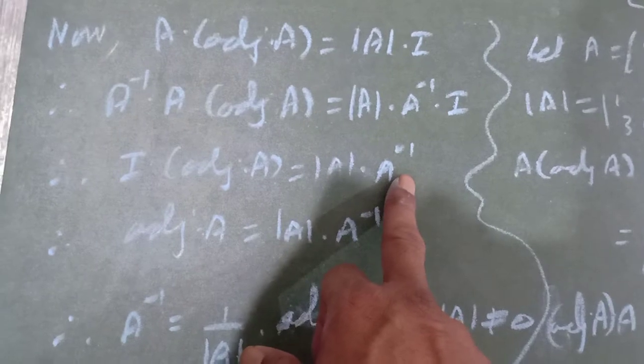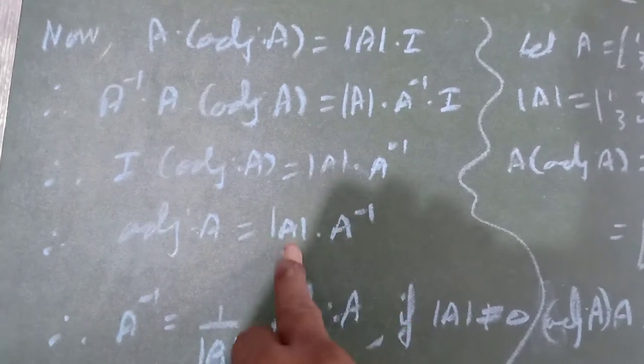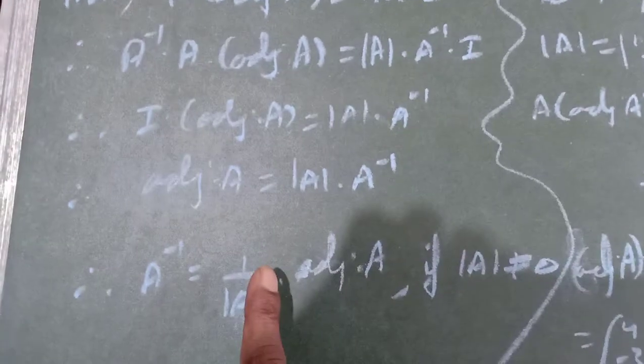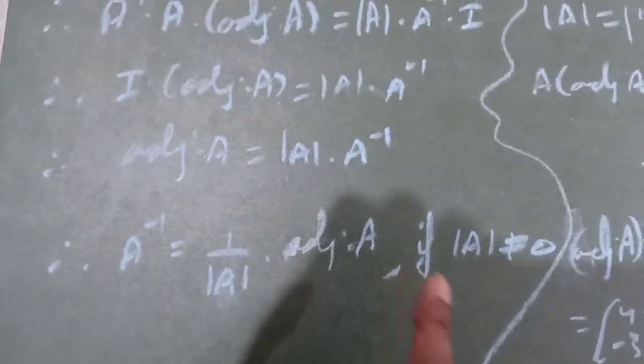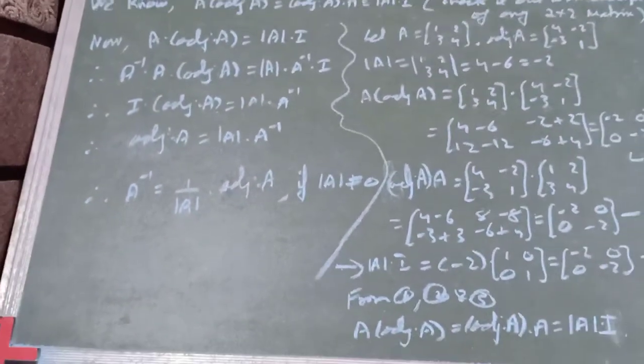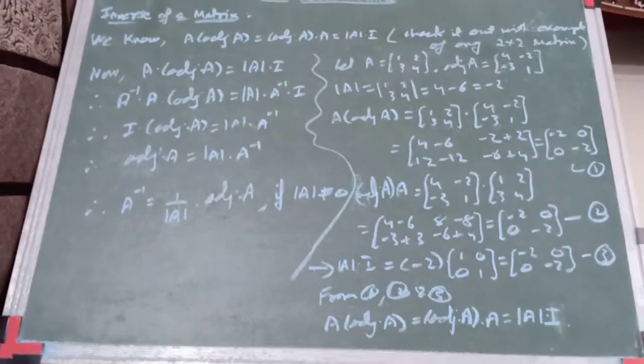So A inverse will be what? This determinant of A, if it is a non-zero number, then we can send it to that side. So A inverse is equal to 1 upon determinant of A into adjoint of A, if determinant of A is not equal to 0. So the formula for A inverse is 1 upon determinant of A into adjoint of A.